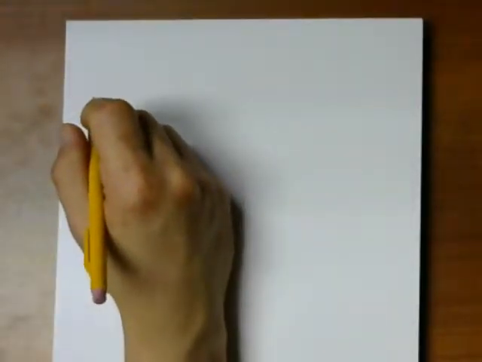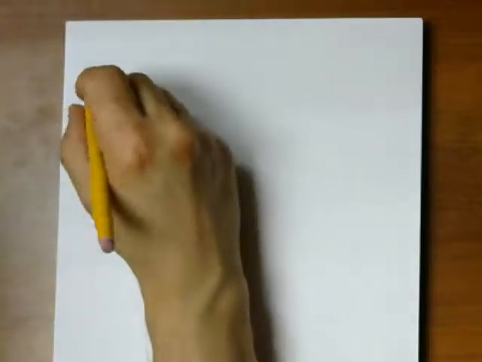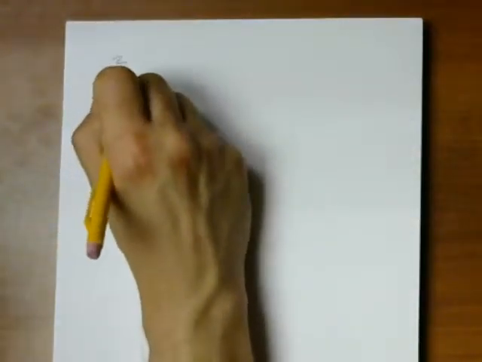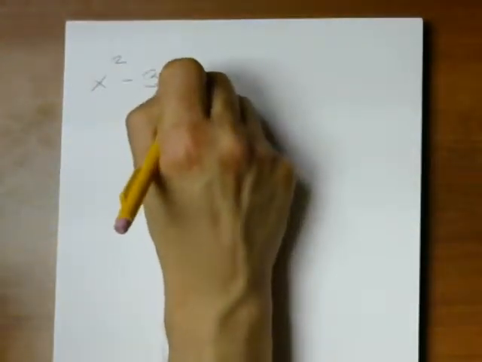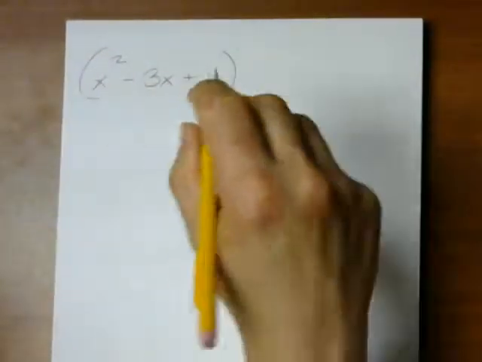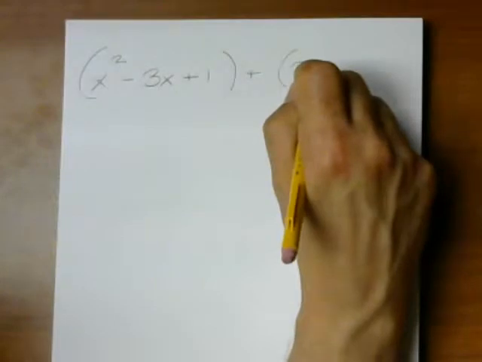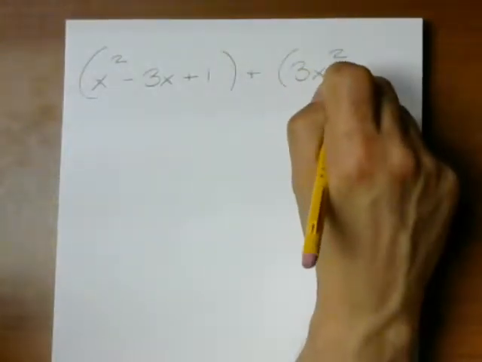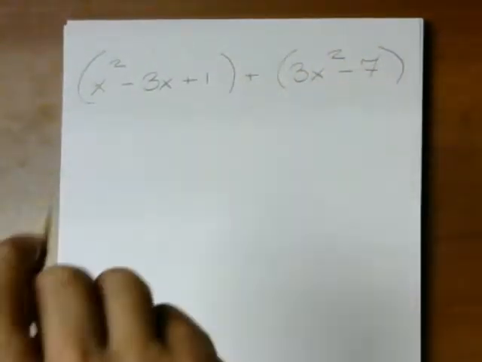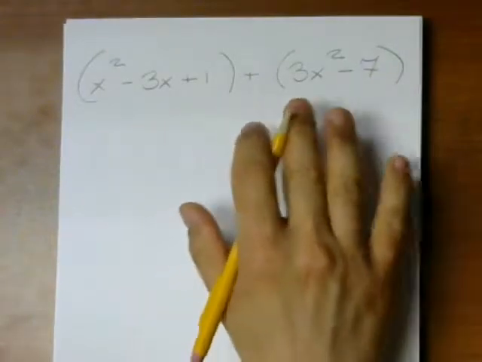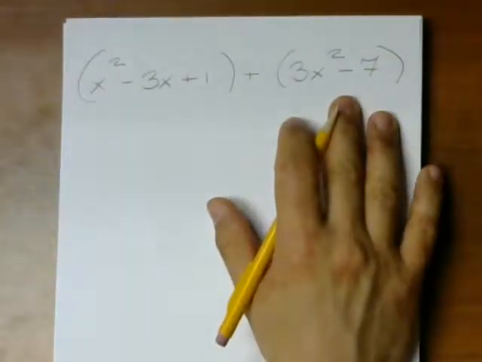Okay, so how do we add and subtract polynomials? Well, can we add and subtract polynomials? Sure we can. Let's write some polynomials down and then let's try to add or subtract them. So this is a polynomial, and then let's try to add this polynomial, 3x squared minus 7. So I have this polynomial plus this polynomial. How do I add them?